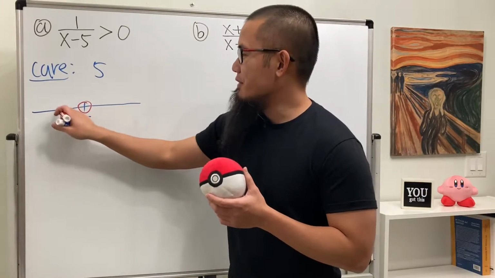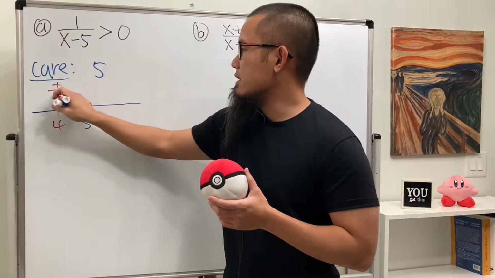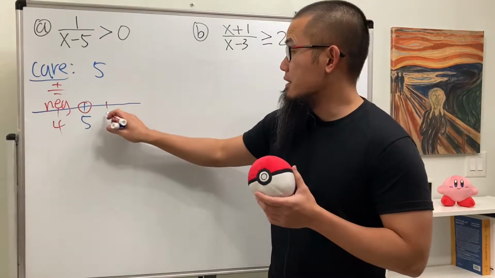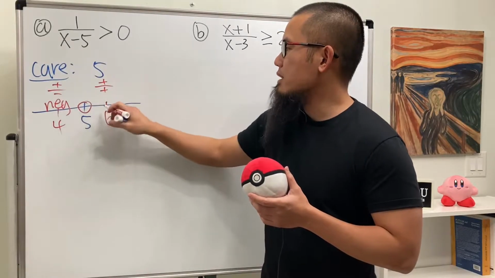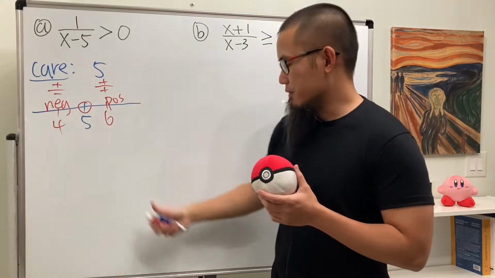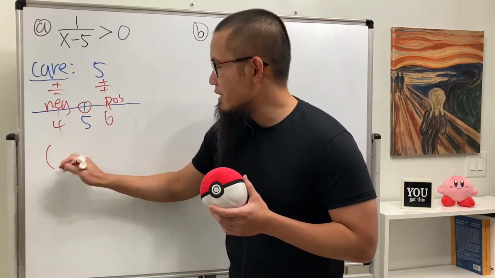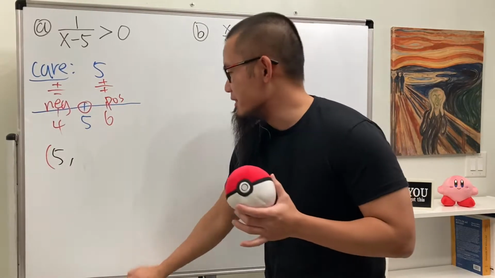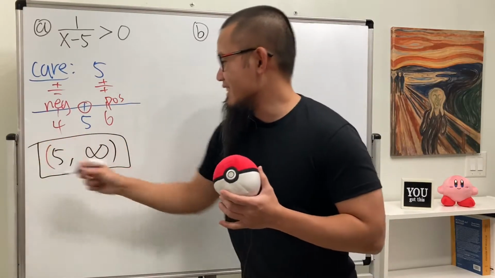And then let's go ahead and do the usual business. Pick a number less than 5, let's say 4, and then you put it back here. We get positive over 4 minus that is negative, so altogether we get negative. And then pick a number bigger than 5, let's say 6, and then put it back here. We get positive 1 over 6 minus that is positive 1. Altogether we get positive. So we just care about this interval, right? But we do not want to have 5. So be sure you put down parentheses, and then you start with 5, and it goes up to infinity. There we go. So that's that.